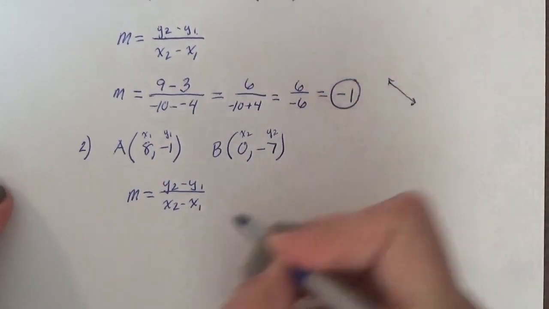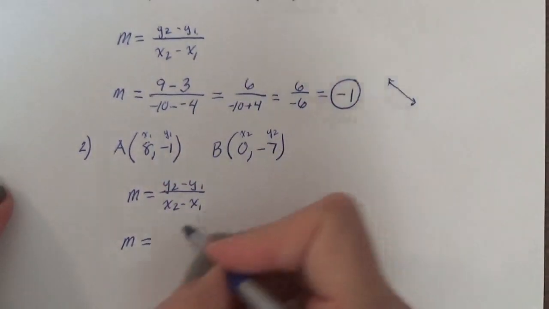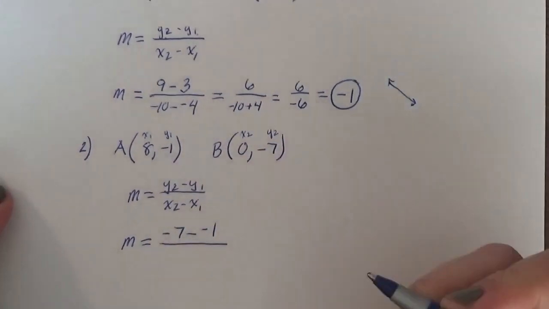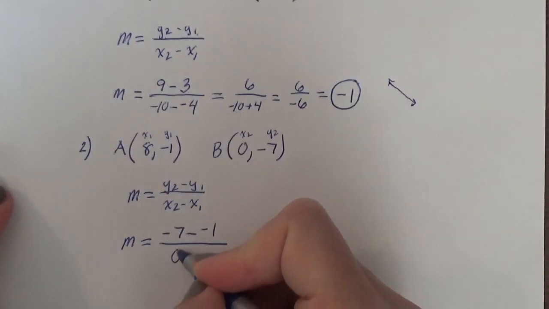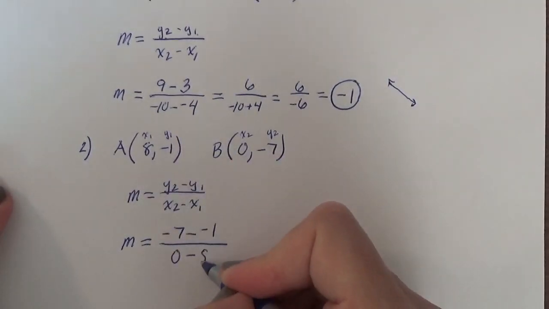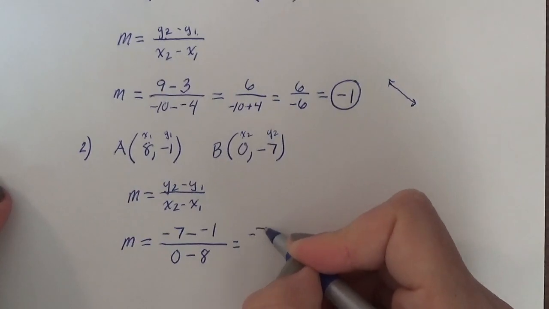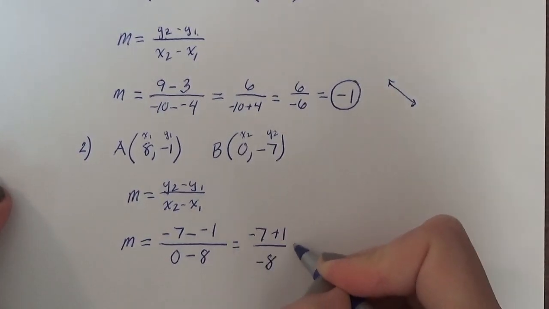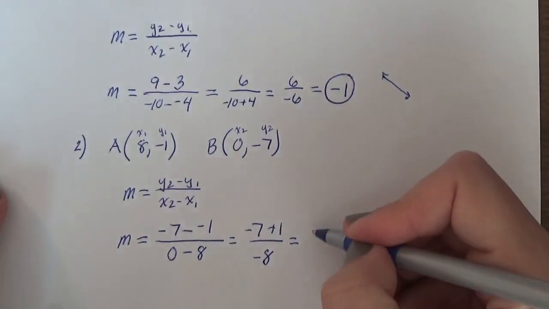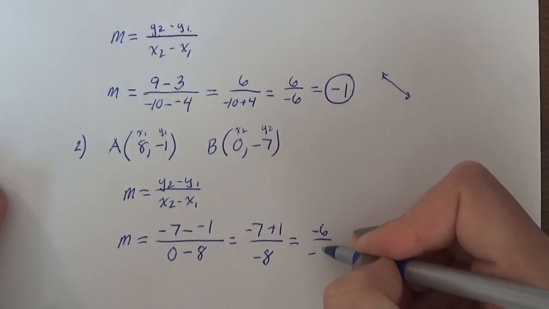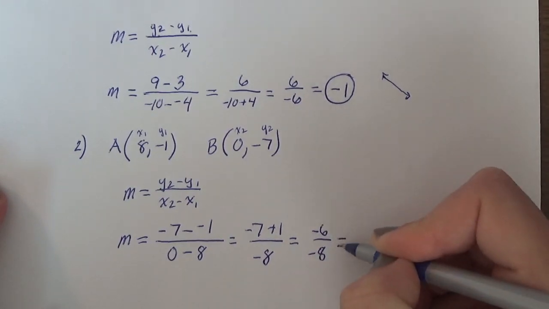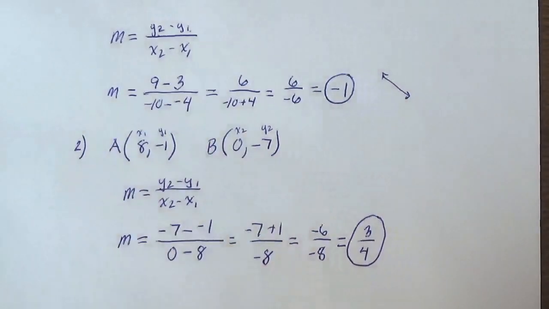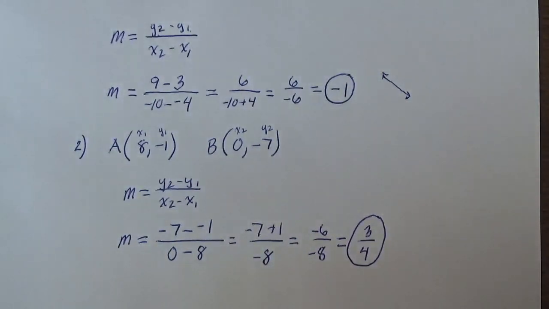bad memory. And we've got y2 is -7, y1 is -1, x2 is 0, x1 is 8. That's -7 plus 1 over -8. That would be -6 over -8. I guess I'm just going to reduce that to 3/4. And you could leave your answer just like that, 3/4.